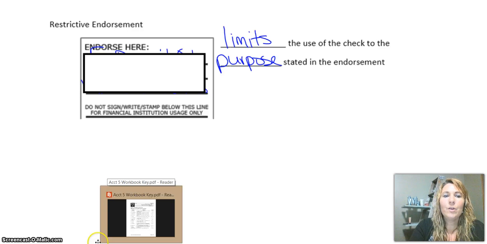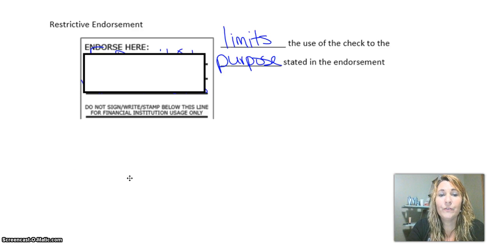Okay, in this one we are working on our endorsements. We are still in Chapter 5, Section 1, going through our notes. And we're ready for a restrictive endorsement. The restrictive endorsement is the best kind of endorsement that you can use, and this is what most businesses always use. It's going to limit the use of the check to the purpose that is stated in the endorsement.